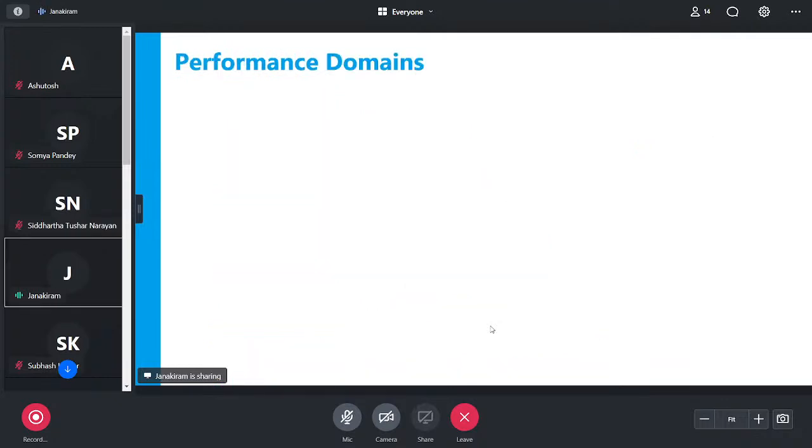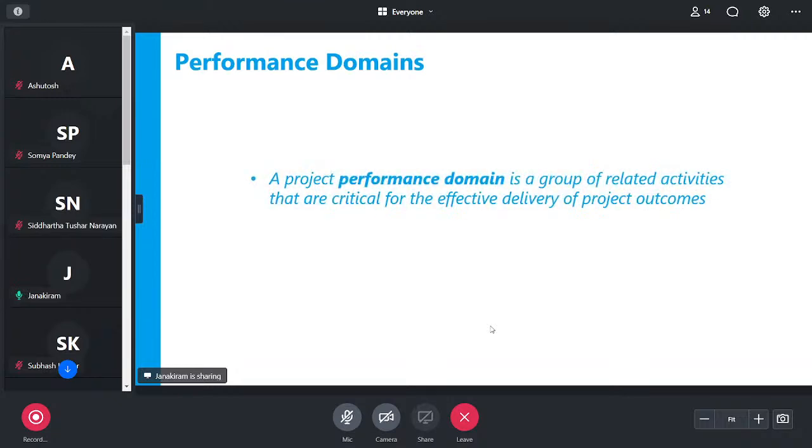And then we'll talk about performance domains. Performance domains come under the second part of PMBOK 7th edition. As per PMBOK, a performance domain is a group of related activities that are critical for the effective delivery of project outcomes. If I have to put it in layman's terms, you as a project manager do a lot of activities, a lot of processes. If you group them together, all related project processes or activities, it forms a performance domain, and we look at them now.